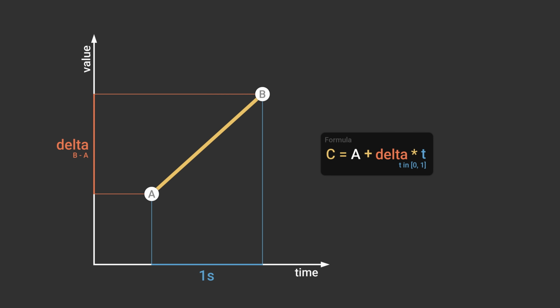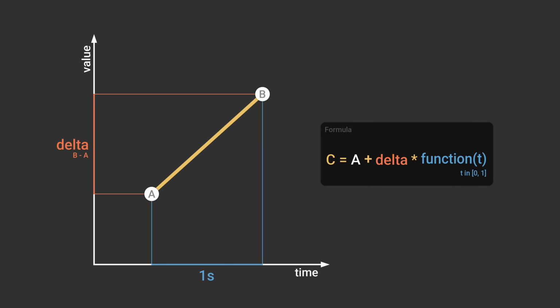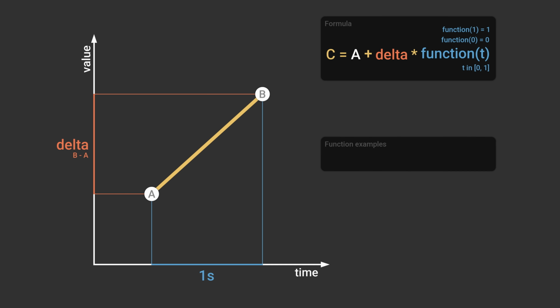However, this type of transition is quite basic, and there's plenty of room for creativity. Instead of using time as the direct ratio for delta, we can use a variety of functions that take time as a parameter. As long as f(0) equals 0 and f(1) equals 1, it will work. When we use the identity function, as in this first example, we're performing a linear interpolation. Let's look at a few other examples.